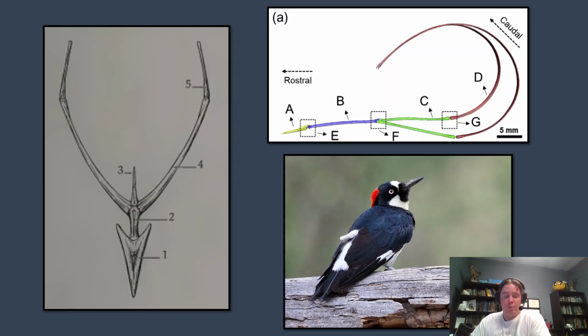That paper is Van Wassenberg et al. 2022. All of the papers I'm going to talk about tonight are cited on the first slide.